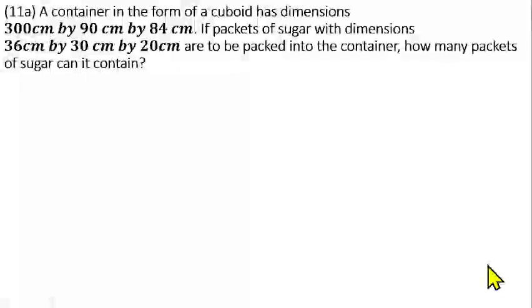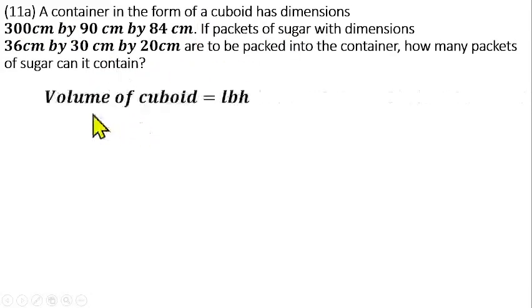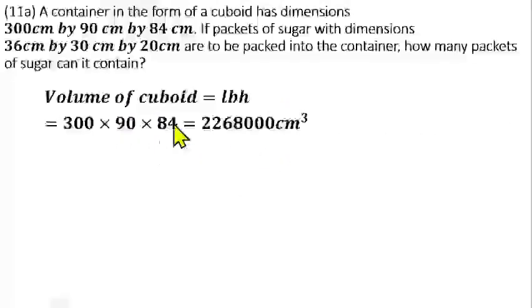Question number 11a is from mensuration of solid shapes as well. A container in the form of a cuboid has dimensions of this by this by this. If packets of sugar with dimensions of this by this by this are to be packed into the container, how many packets of sugar can it contain? All you need to do is find the volume of the cuboid and the volume of the sugar. The volume of a cuboid is length times breadth times height, so that is 300 times 900 times 84.